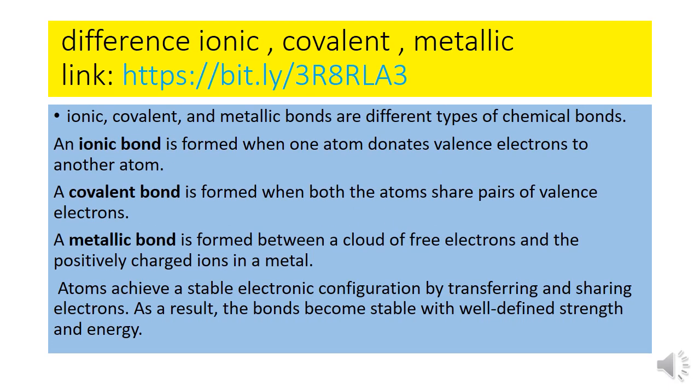Also, this is the definition. An ionic bond is a bond where one atom donates valence electrons to another atom, whereas covalent is a bond formed between atoms by sharing of valence electrons. Whereas metallic is a bond between a cloud of free electrons and positive charged ions.